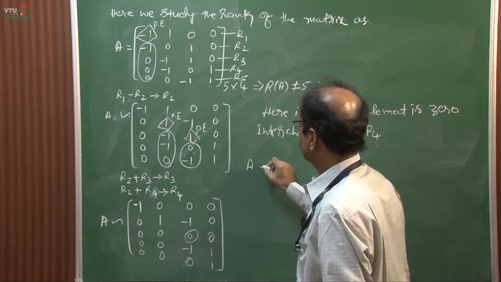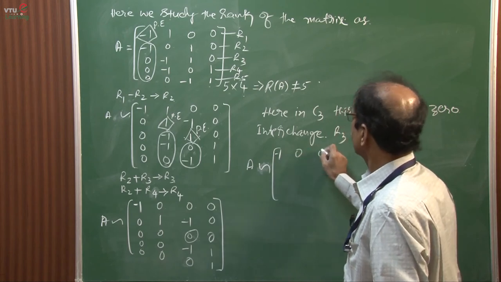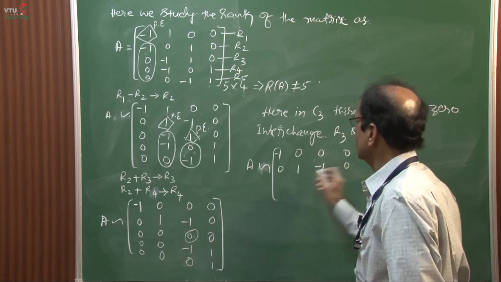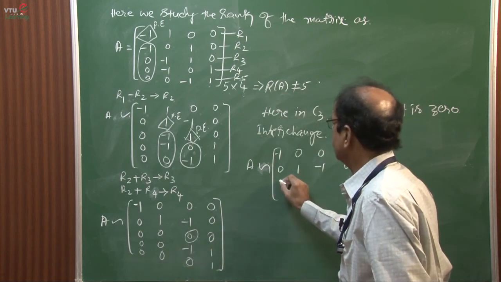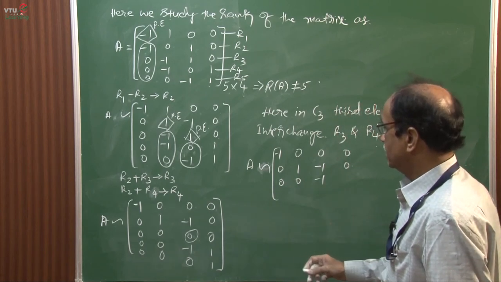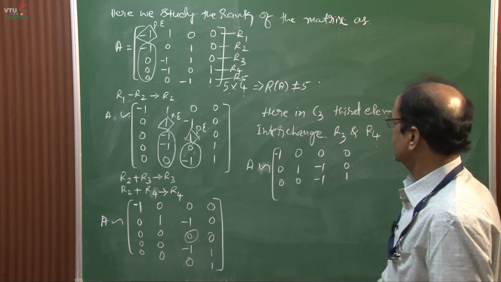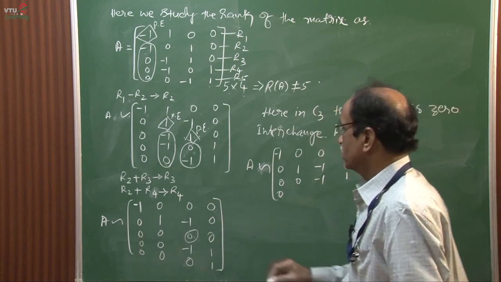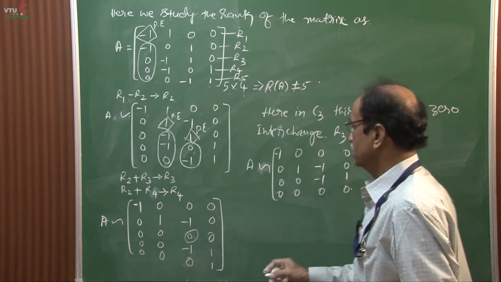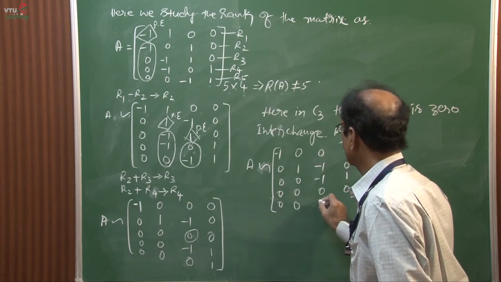Therefore, A is equivalent to minus 1, 0, 0, 0. This is 0, 1, and then minus 1, 0. Now I am interchanging this. These two zeros will come here, minus 1 will come here, and that becomes minus 1 and then plus 1. Okay, this is 0, right? All the values are 0 in the fourth row, right? Now, the last row remains the same. That is 0, 0, 0, and then plus 1.